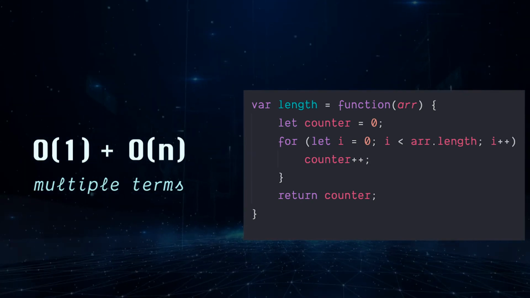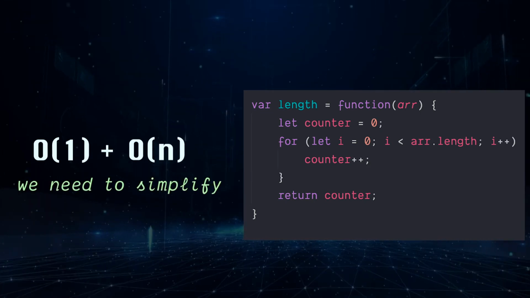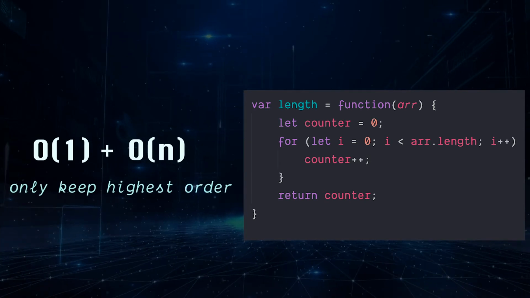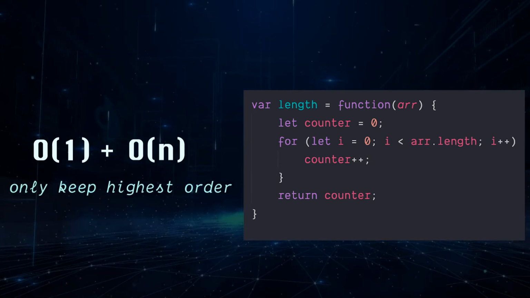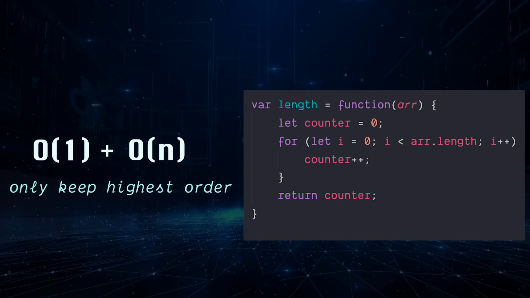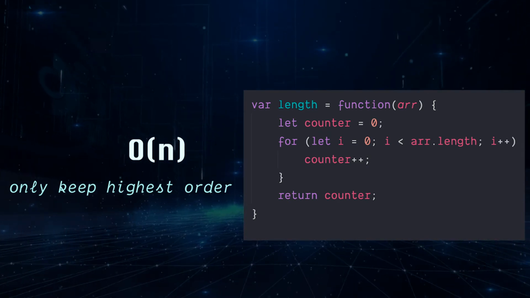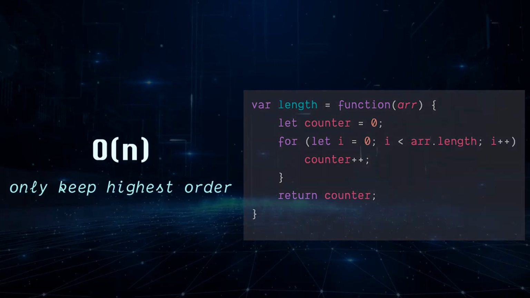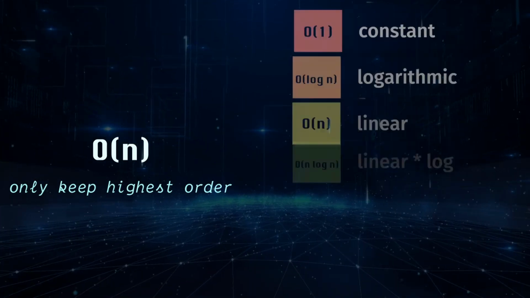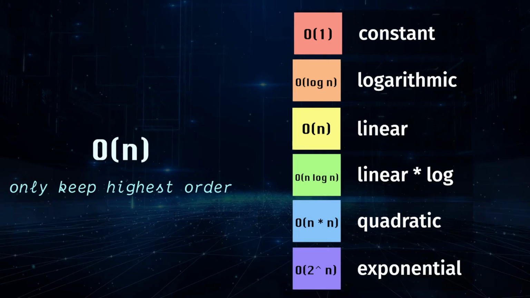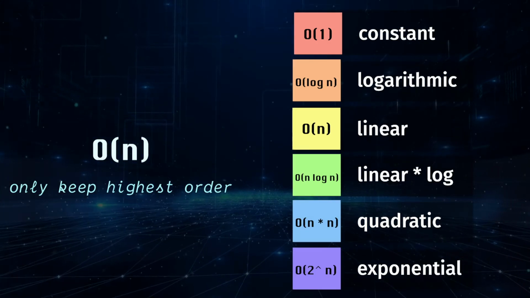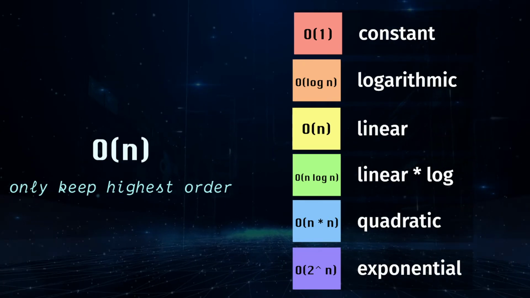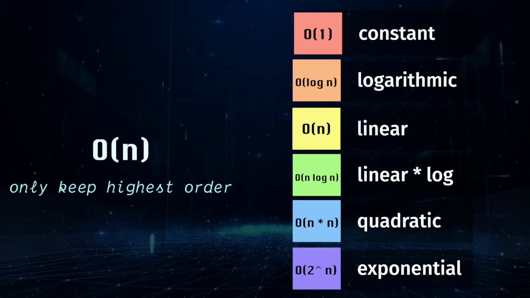So what we end up doing is needing to simplify. And we do that by only keeping the terms that are in the highest order. So here we have O of 1 and O of n. But we will end up dropping the O of 1 because compared to the O of n, it doesn't even matter. Since each tier of big O is an order of magnitude larger than the last, when we get to larger size inputs, the lower order terms become completely irrelevant.